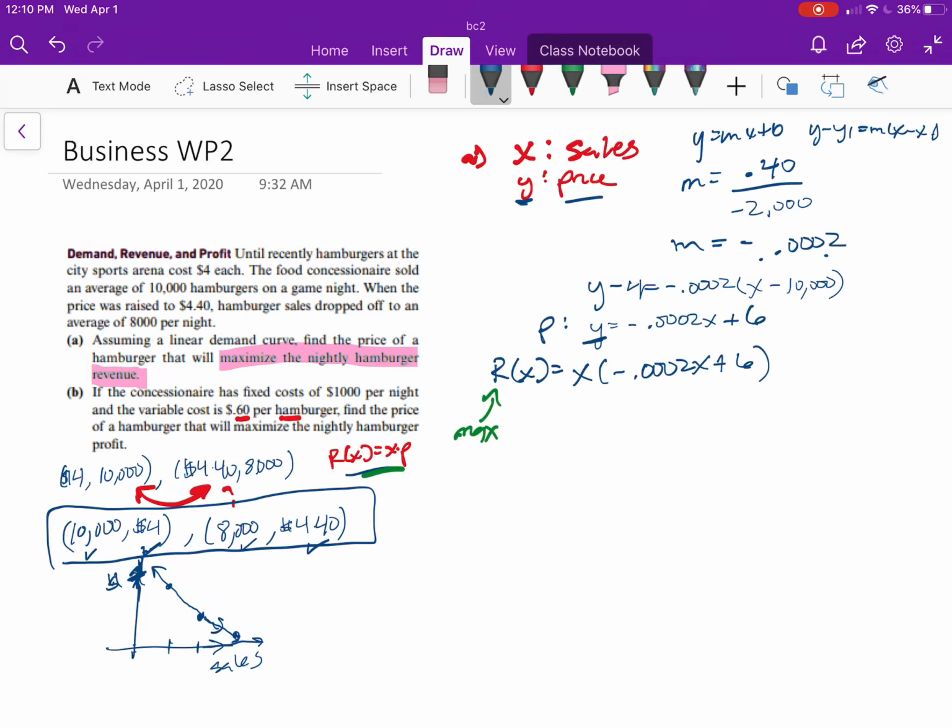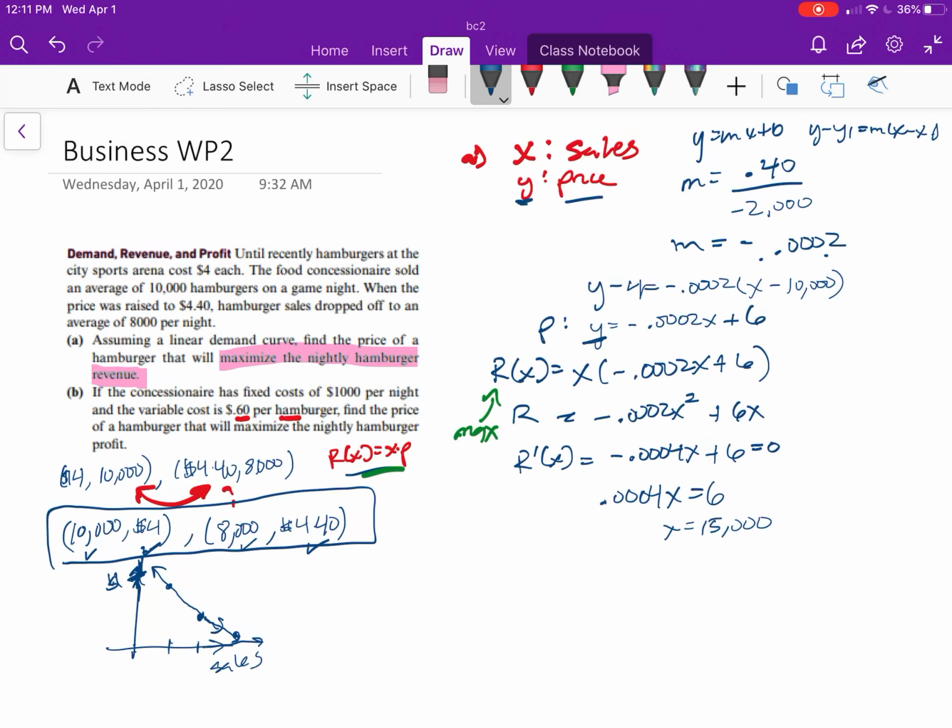Okay. So we would have negative 0.0002x squared plus 6x. That's my revenue, and we're trying to maximize that, so do the derivative. Negative 0.0004x plus 6. And that's max or min, right? We get an extreme at 0. So add the 0.0004x to the other side. 0.0004x equals 6. Divide it, and you get x equals 15,000.